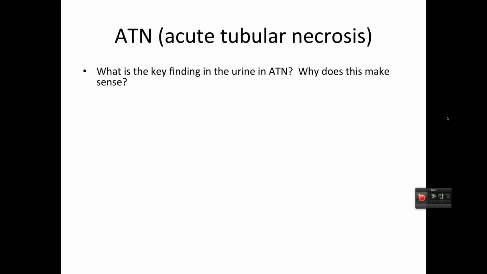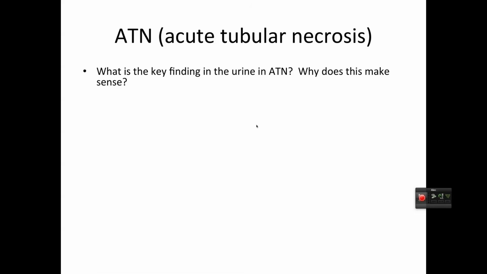And then what's the key finding in the urine in ATN, and how do you make sense of this, Mo? What do you think? I imagine it would be like low urine. Nah, that's very non-specific. Prerenal azotemia will also give you low urine output, right? A bladder obstruction is also going to give you low urine output. Can someone give him a hand? Yeah, so you'd find granular, like muddy casts. Granular muddy casts. I love it.